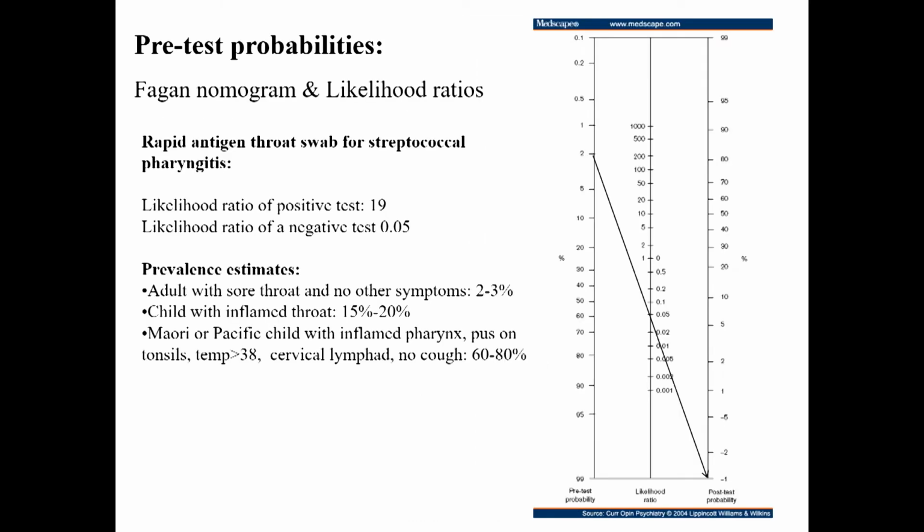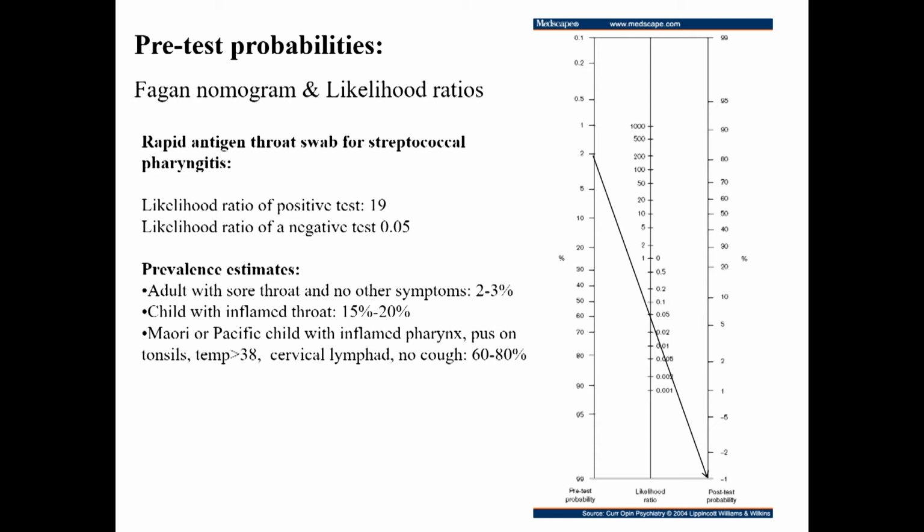So this is a rapid strep test. These seem to only apply in America. They don't seem to work so well in New Zealand, but this is a very good rapid strep test. So it's got a likelihood ratio positive of a positive test of 19 and a negative of 0.05. So if we start with a 5% pretest probability, and the test is negative, it pretty well rules it out.